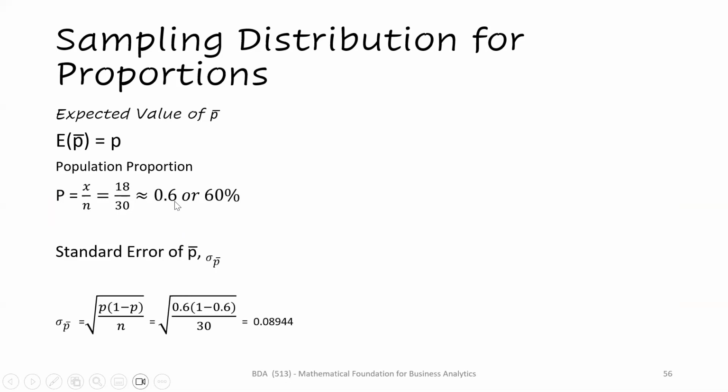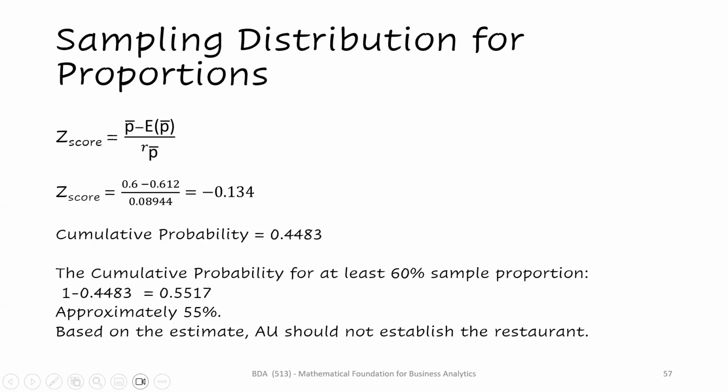So we know that our P is 0.6. The standard error is the square root of P times (1 minus P) over N, where P is 0.6. So 1 minus 0.6, divided by 30, gives us 0.8944.